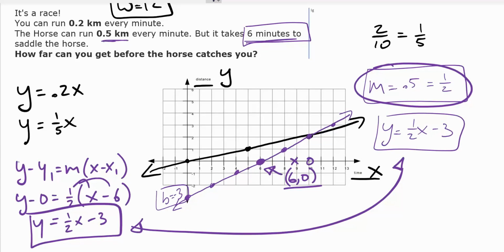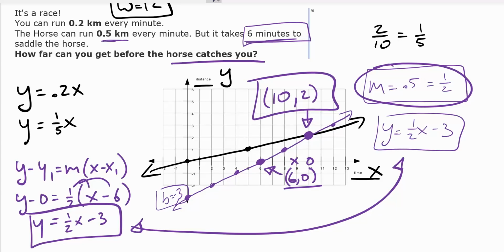And then to answer the question, how far can you get before the horse catches you? These two meet at this point out here at 10, 2. So that means we're going 2 kilometers in 10 minutes. So the horse will catch us in 10 minutes. The horse actually catches us in 4 minutes of it running because it starts at minute 6. But as far as we're concerned, we run for 10 minutes and we get 2 kilometers out there.